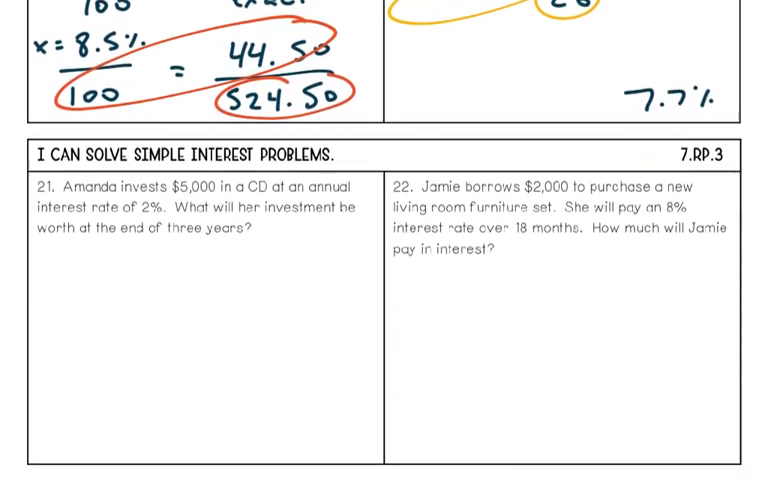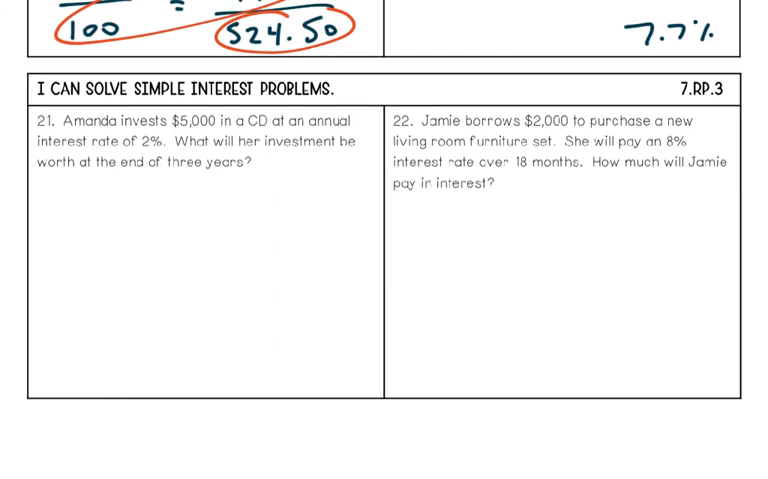Let's look at these simple interest problems. In the next problems, we're going to use the formula for simple interest. Interest equals principal times the rate times the time. So look at the problem and I see what I have. She starts at $5,000 as her investment. That's the principal. That means that that's the starting point.